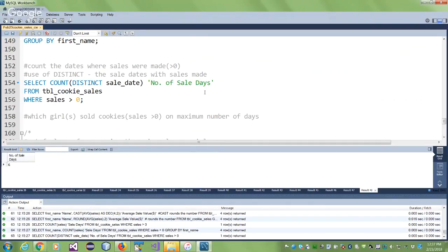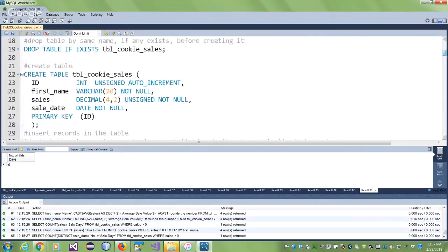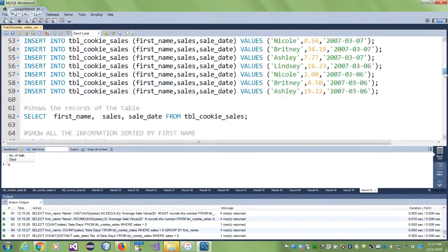So I'll group all the girls in their own groups. So I have Nicole's information here. Brittany's here. Who else was this? Ashley was there. And there was another one. Who was the last girl? Brittany, Nicole, Lindsay.